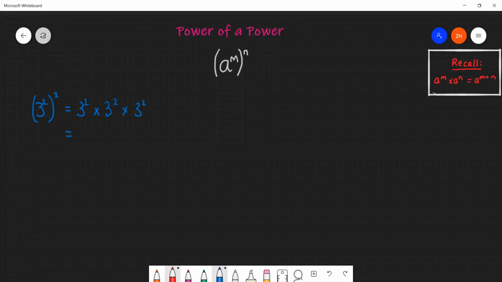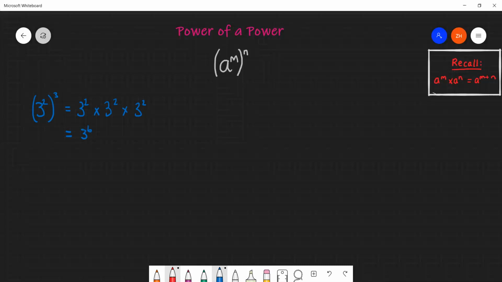Now we do know already from our multiplication rule that if we have the same base multiplied over and over again, we can just add the powers to simplify that. So that's going to be 3 to the power of 2 plus 2 plus 2, or more simply, it's going to be 3 to the power of 6.